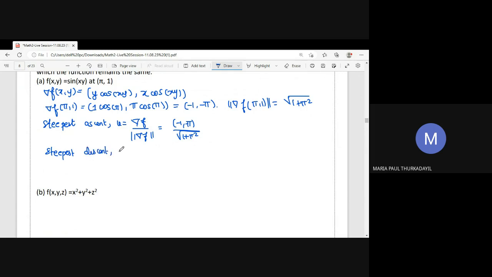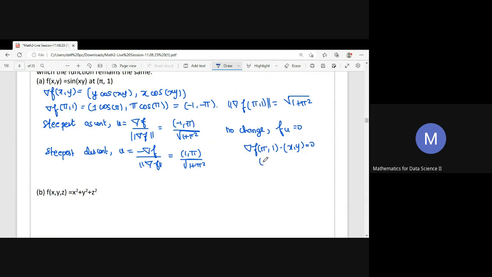Then u is equal to minus del f by norm del f, which is minus 1 of this vector, so (1, pi) divided by root of 1 plus pi squared. Okay, and where there is no change, you need f_u to be 0. It means you have to find a vector which is orthogonal to this.